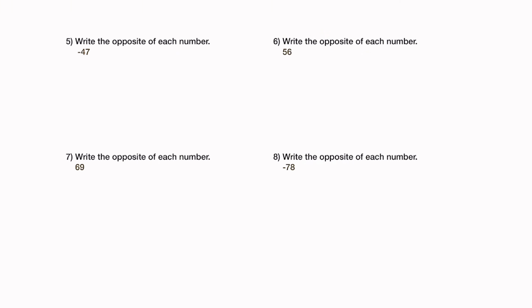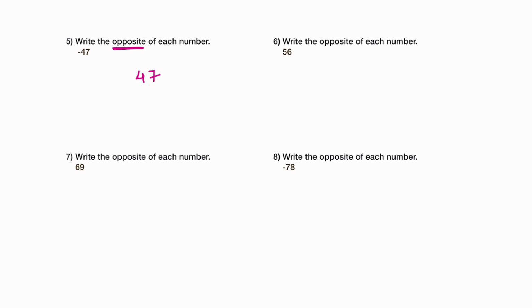Okay, these 4 questions are same. We need to write the opposite of each number. Remember, opposite is if you have positive sign, no sign means positive sign, and you write negative. And if it's negative, you take out that negative sign and put positive. And for positive sign, we usually don't put it, right? So it's that simple. So minus 47, opposite of that is going to be plus 47.